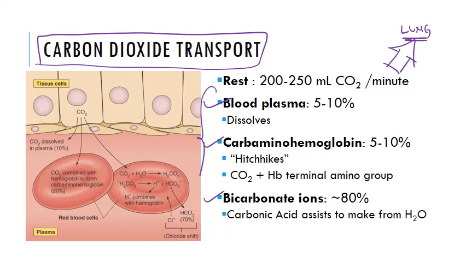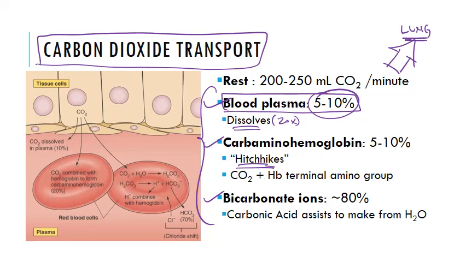So going through each one of these quickly, we have already established that carbon dioxide dissolves very readily in solution. It dissolves about 20 times more readily than oxygen, and about 5 to 10% of total carbon dioxide is transported in the blood plasma. Another 5 to 10% of this, I like to think of that carbon dioxide hitchhikes on hemoglobin. So what this will do is it will bind to a terminal amino group and get transported peripherally to the alveolar tissues.